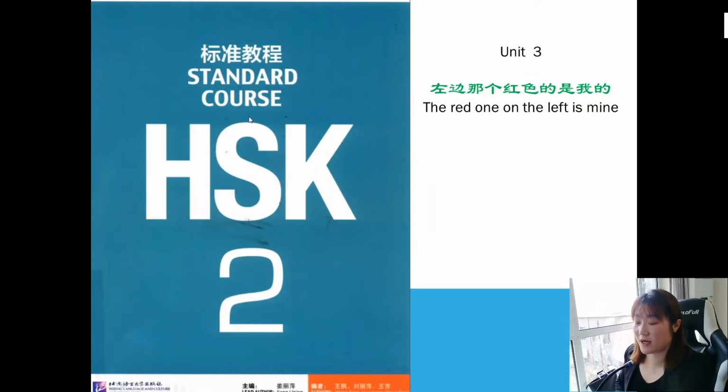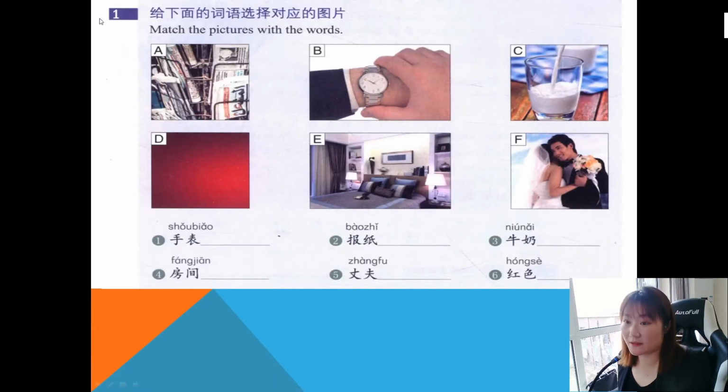Today let's learn HSK2, Unit 3. 左边那个红色的是我的。So the one on the left, the red one, is mine. So first let's match the pictures with the words.